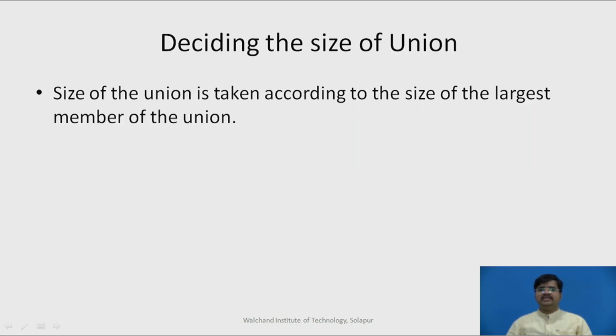Next point is deciding the size of a union. The size of a union is taken according to the size of the largest member of the union. This point is important: if I want to calculate the size of a union, and the union contains different types of data, I need to consider the size of the union equal to the size of the largest member present in the union.